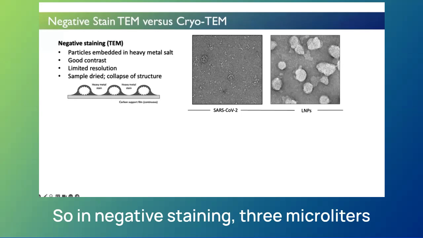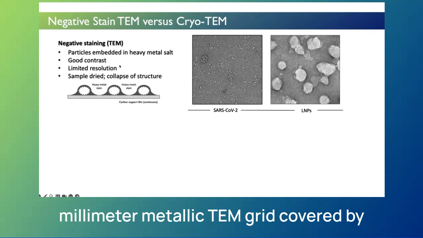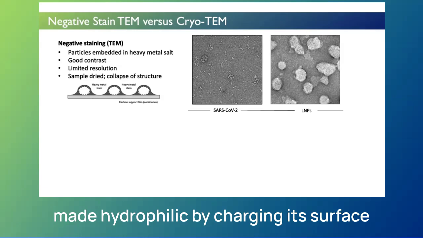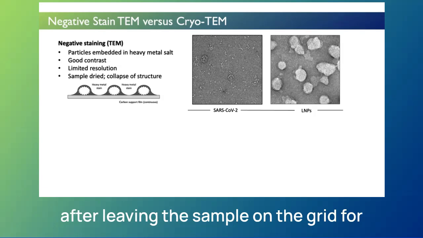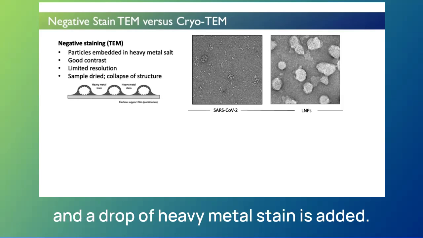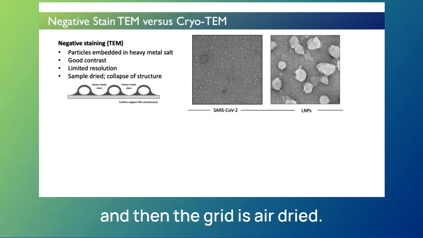So in negative staining, 3 microliters of sample is added to a small 3 millimeter metallic TEM grid covered by a continuous thin layer of carbon that is made hydrophilic by charging its surface. After leaving the sample on the grid for about a minute, the sample is blotted off and a drop of heavy metal stain is added. This is then also blotted off, and then the grid is air dried.